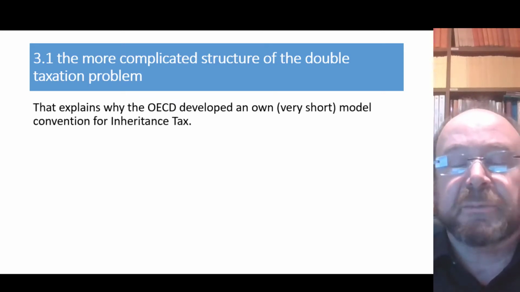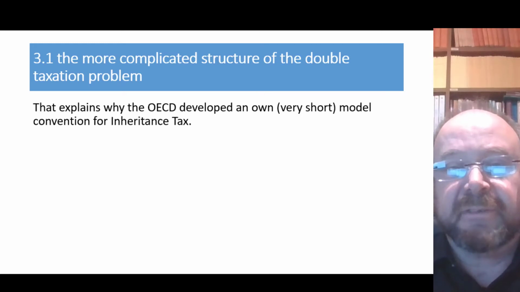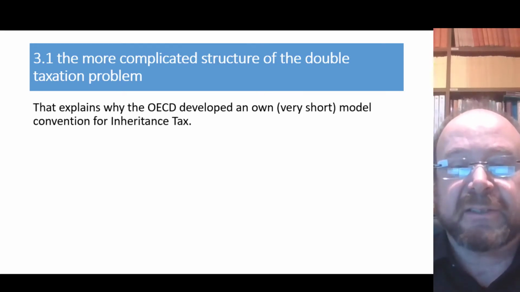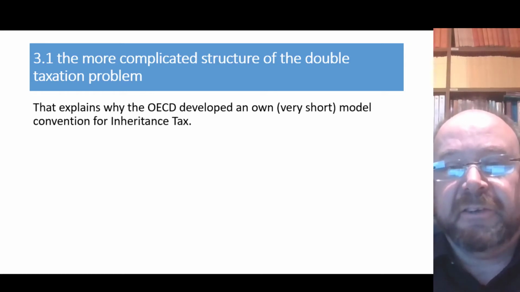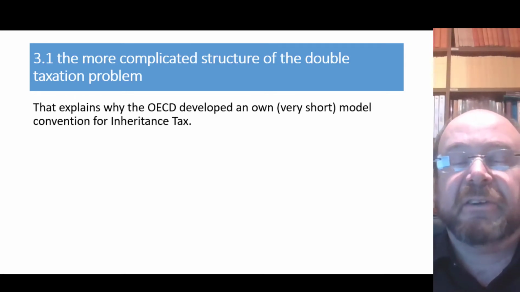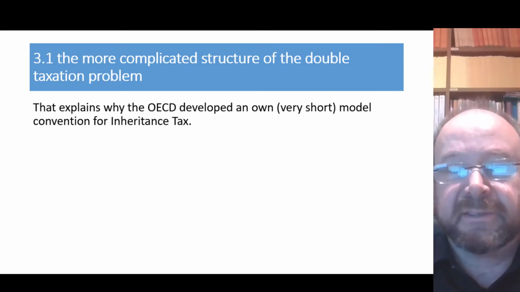And that explains why the OECD has developed one model tax treaty for income and corporation tax only, and then additionally a very short own additional model convention for inheritance tax treaties.